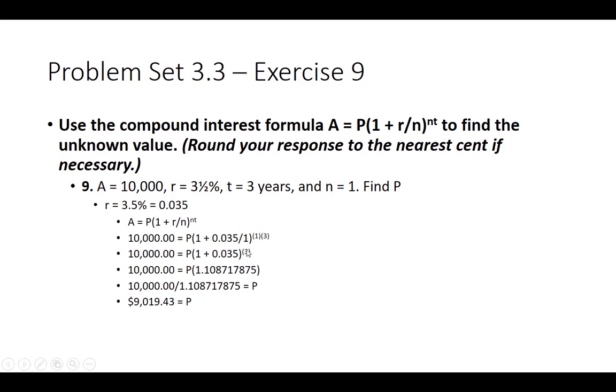Then our division. 0.035 divided by 1 is just 0.035. Add 1 to that, 1.035. Keep that in the calculator, raise it to the 3rd power, and you get 1.108717875 and some more digits. Keep as many of those as you can. Either write it down or store it in the calculator, because our next step is to divide both sides by that string to get P by itself. 10,000 divided by that string is $9,019.43 after rounding to the nearest cent.